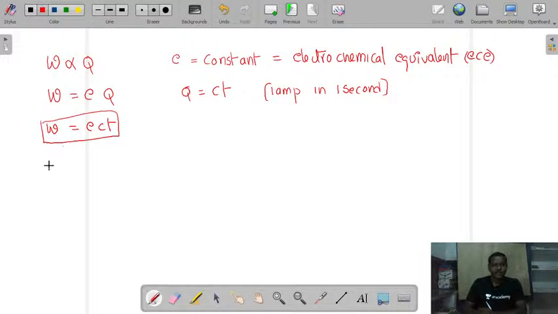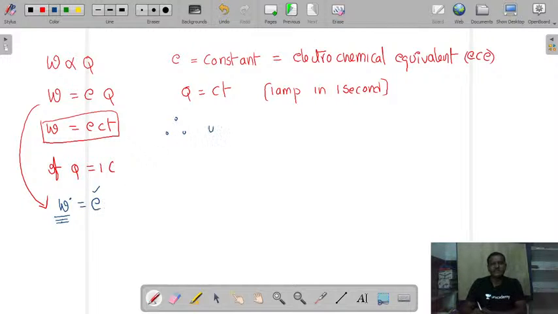Okay, if Q is equal to 1 coulomb, Q is equal to 1, then W is equal to E. What is E? Electrochemical equivalent. That is equal to the weight of the substance deposited at a particular electrode.